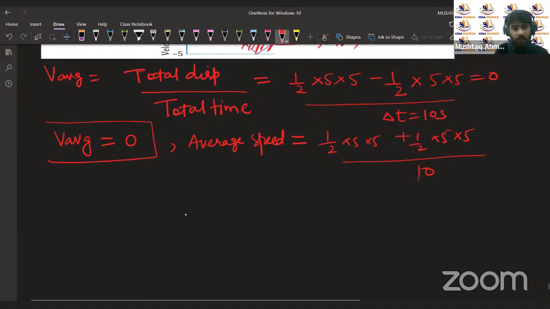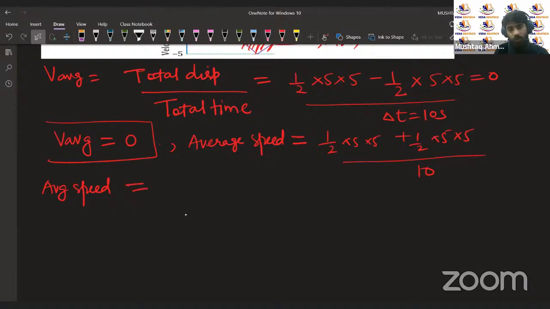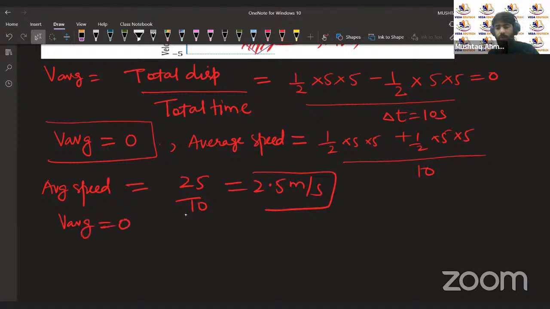So it means that the average speed here will be equal to 25 over 10, that's equal to 2.5 meter per second, right? So this is the average speed, and the average velocity is equal to 0. The average speed here is 2.5 meter per second and the average velocity is equal to 0.